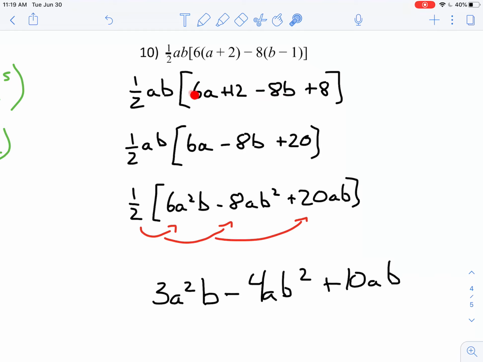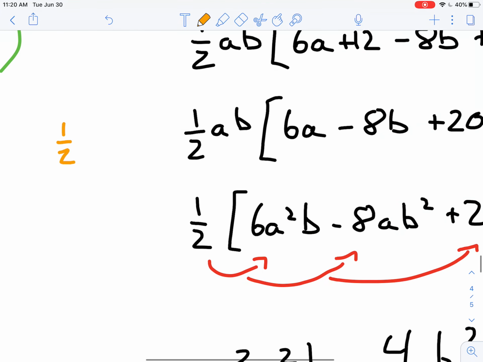Can I collect like terms inside my bracket? Yes, I can. I have 6A minus 8B, those stay the same, but I have a positive 12 and a positive 8, which equal positive 20. So I can't collect anything more inside my bracket. Now I have to go back and distribute again. This is the same as saying 1 over 2 times A times B. I'll just pencil that in over here.